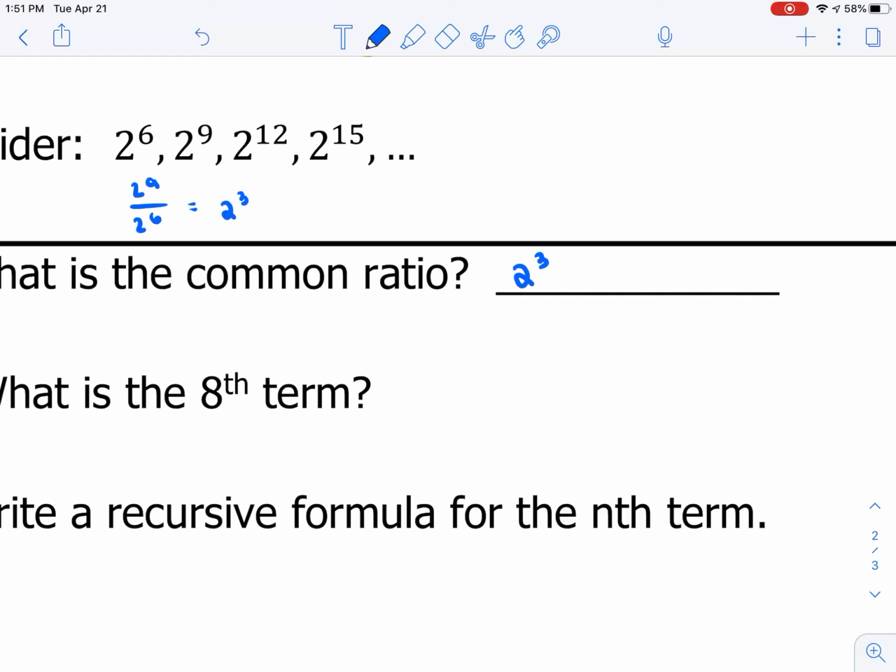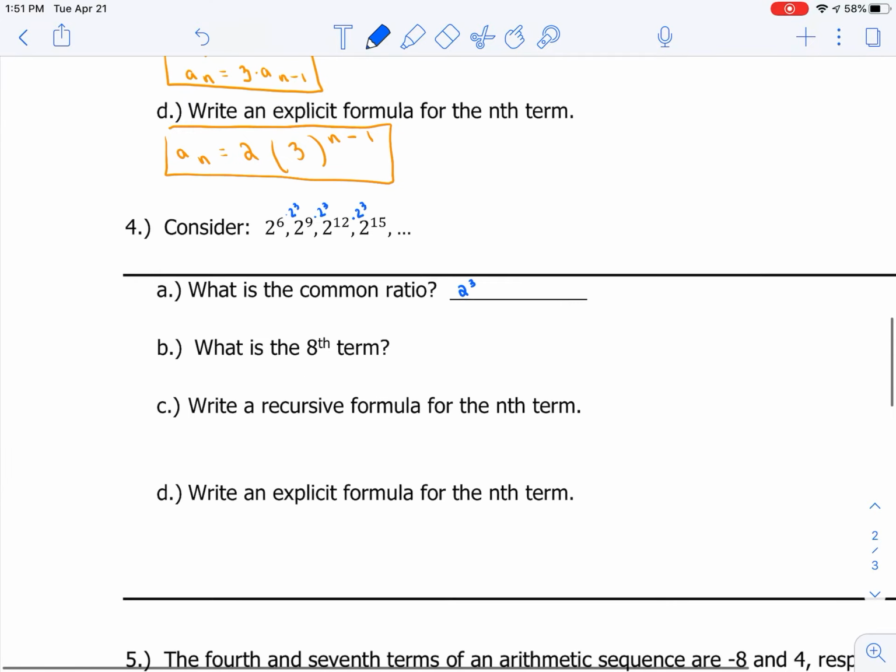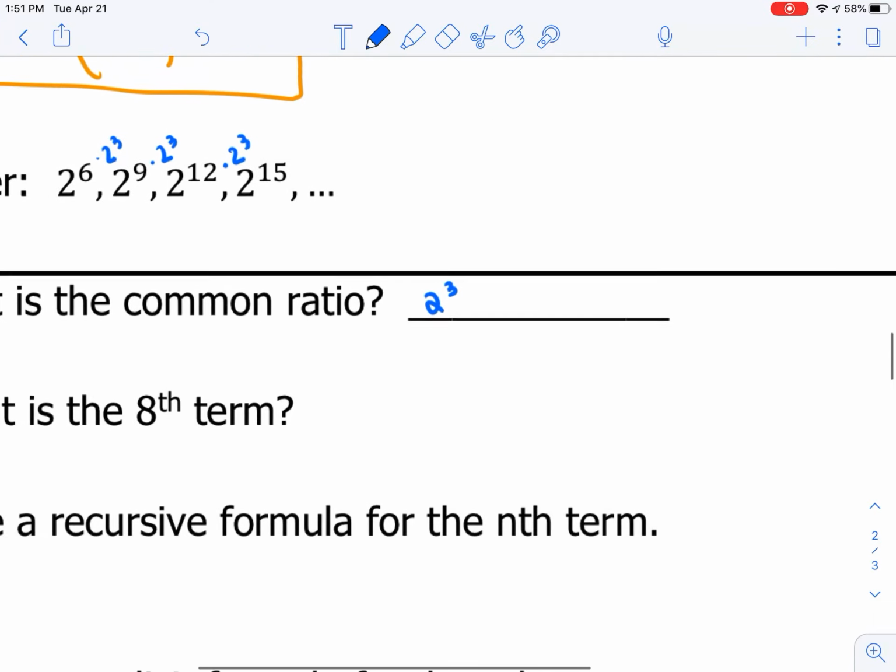and make sure it works. If I take the next term and I multiply by 2 to the third, I am going to add and get the 12. And then if I do that again, I'm going to get that 2 to the 15th. And then you can keep going. If you want to find that 8th term, well, let's keep going.